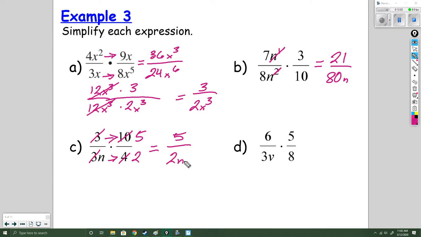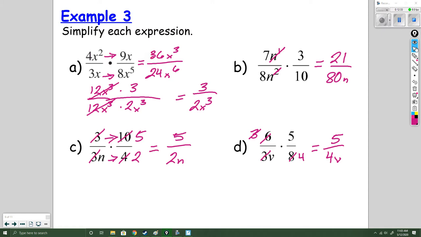Now let's take a look at D. Okay, this is a good example of canceling out common factors where they're diagonal. So 6 over 8 can cancel out those common factors of 2 there. And we'd have 3 and 4 left over. And then we can see there's another common factor here, 3 and 3. That cancels out. And we get 5 over 4v.